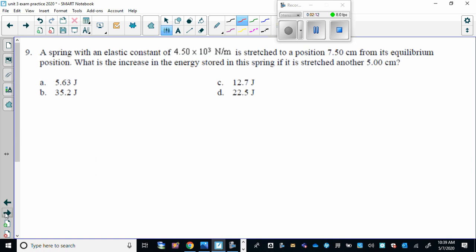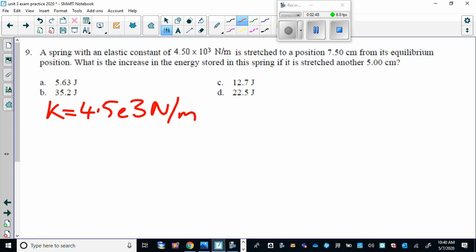Number 9, a spring with an elastic constant of 4.5 times 10 to the 3, 4.5 E3, is stretched to a position 7.5 centimeters from its equilibrium position. So you take the spring and you stretch it, so now it has elastic potential energy. What is the increase in energy stored in the spring if it is stretched another 5? So you've got the spring stretched to 7.5, and then you're going to stretch it another 5 centimeters.